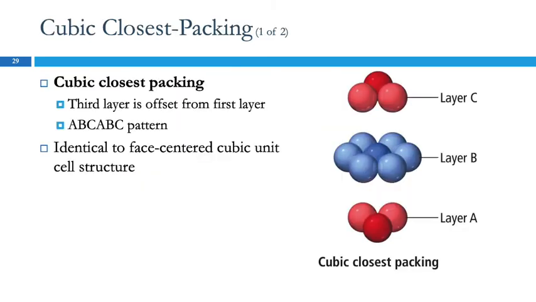You can also do this in a way that gives you a cubic unit cell. So bottom layer A, second layer B. Now the 3rd layer is not directly on top of layer A, it's offset also. So instead of having that ball in the front where it would line up with this one, it's lining up with the back. So this is known as an ABC pattern. And this happens to be exactly the same as the face-centered cubic unit cell.